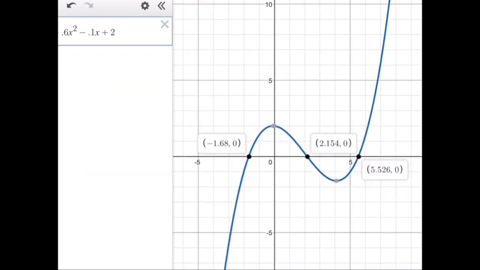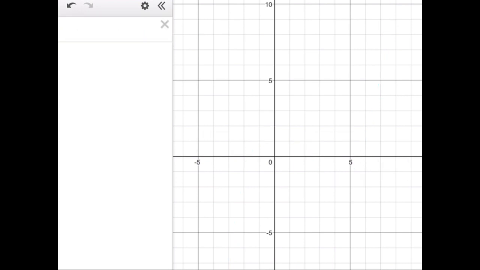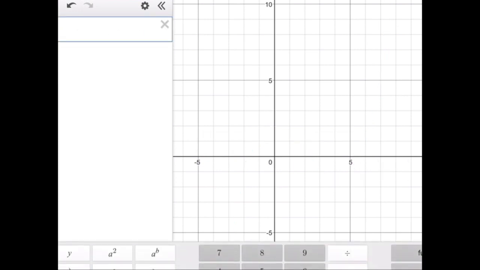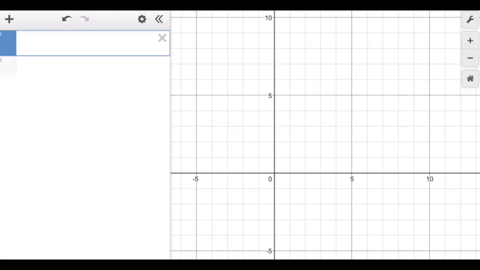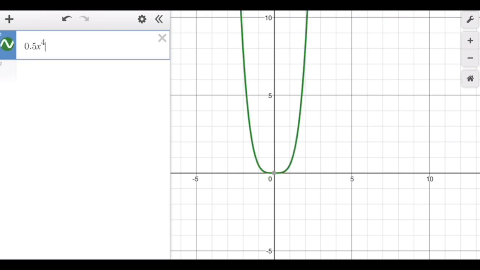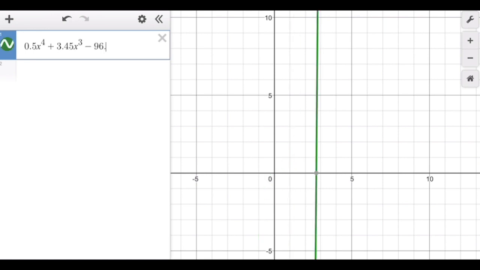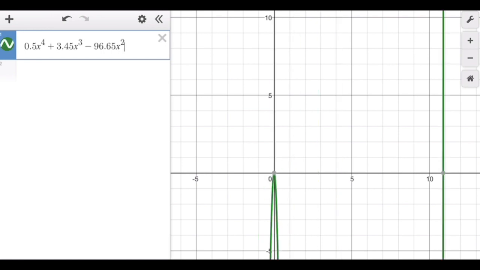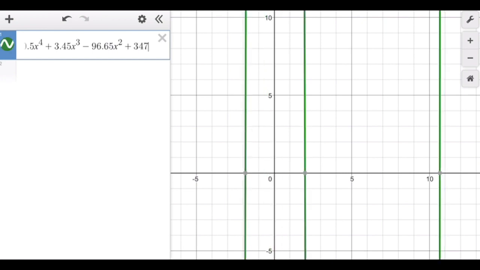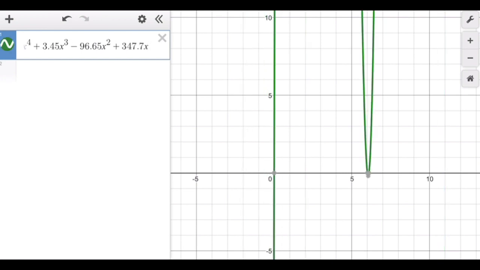So now that I'm in Desmos, I'm going to put my equation in on the left-hand side. We're going to have 0.5x to the 4th power plus 3.45x to the 3rd power minus 96.65x squared plus 347.7x. And I'm going to use the table feature to help us out.